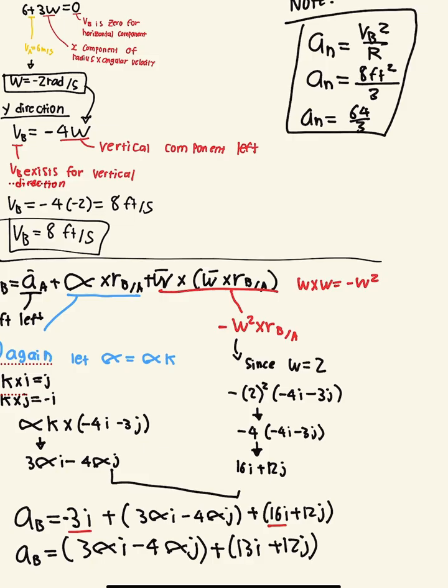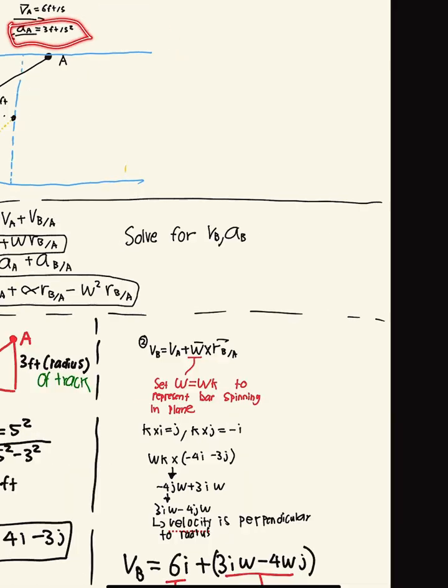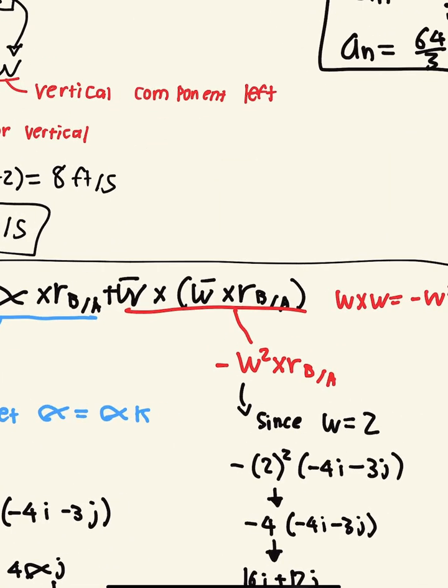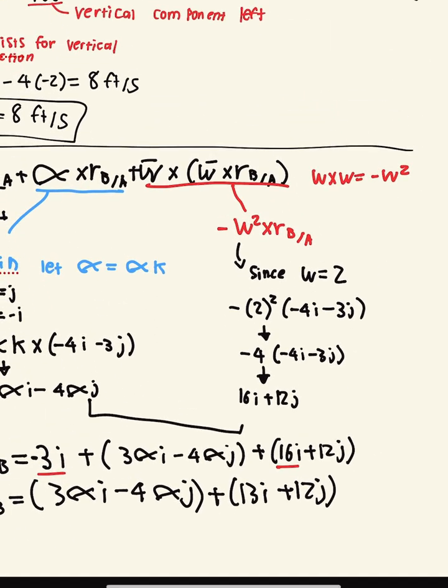Now, second, we're going to solve for acceleration of B using this formula, which we got, and then we were given an acceleration of A to be 3 foot to the left. So we're going to perform a cross product here using the same logic, and then we're also going to perform a cross product here using the same logic, and acceleration of B is as follows.